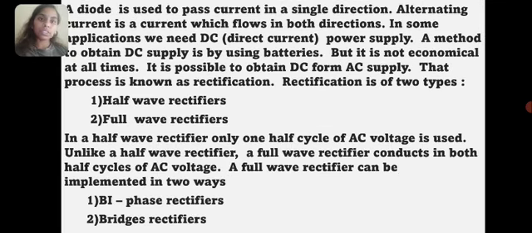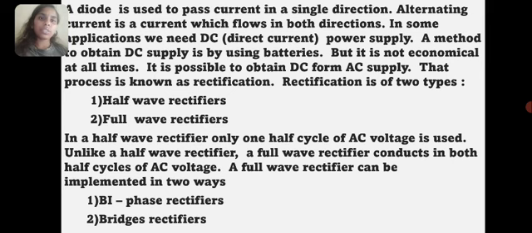A diode is used to pass current in a single direction. Alternating current is a current which flows in both directions. In some applications, we need a DC power supply. One method to obtain DC supply is by using batteries, but it is not economical at all times. It is possible to obtain DC from an AC supply. That process is known as rectification.